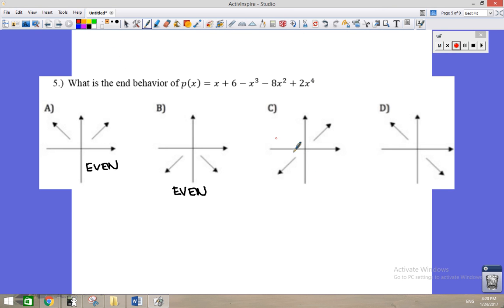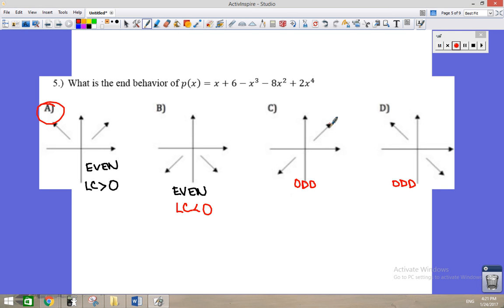Over here, both of these pictures, since the tails are going in opposite directions, would be odd degree. Now in each one of these pictures, if I look to the right, the leading coefficient will be positive if it's going up. So the leading coefficient is positive, which is what we have here with positive 2. Had this leading coefficient been negative, I would have selected B. But A is my final answer.